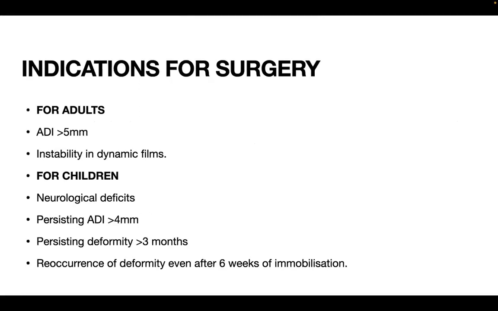Coming to the indications for surgery, for adults, an atlantodens interval of more than 5 mm and any instability in the dynamic views form the indications. And for children, neurological deficits, persisting atlantodens interval of more than 4 mm, and persisting deformity for more than 3 months. Recurrence of deformity even after 6 weeks of immobilization also forms an indication for surgery.